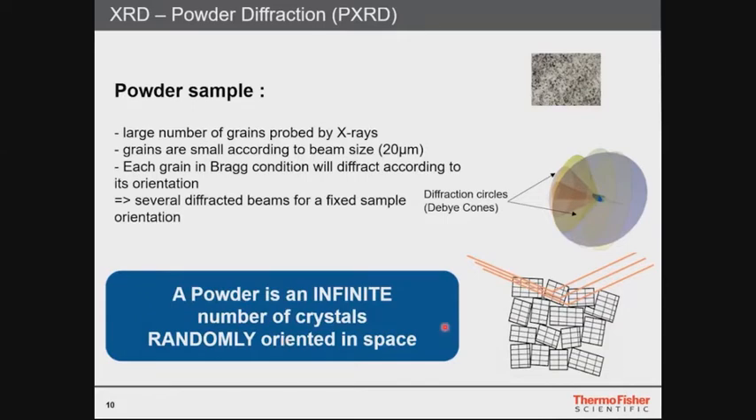These diffracted beams form something which looks like a cone, and they are called the Debye cones. Here you can see what I'm talking about. You have crystallites, and all of these crystallites have different orientations, and you get diffraction in different directions according to the orientation of these crystallites. As a take-home message, a powder is an infinite number of crystals randomly orientated in space.